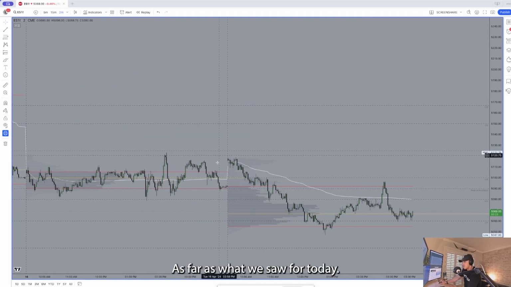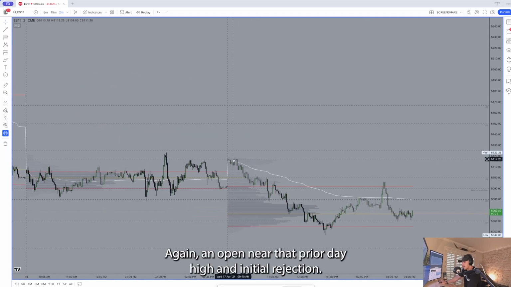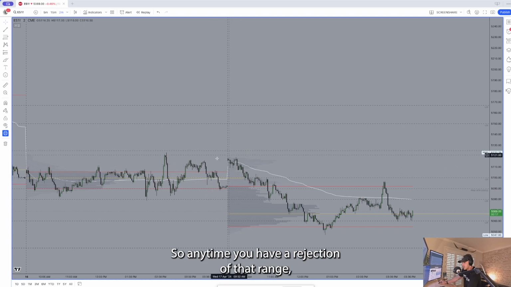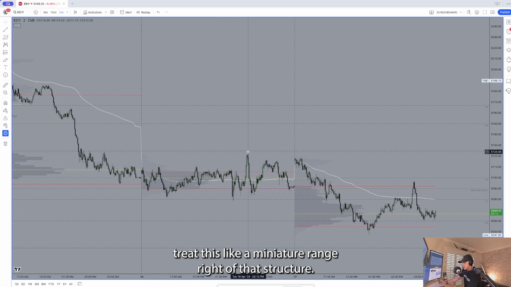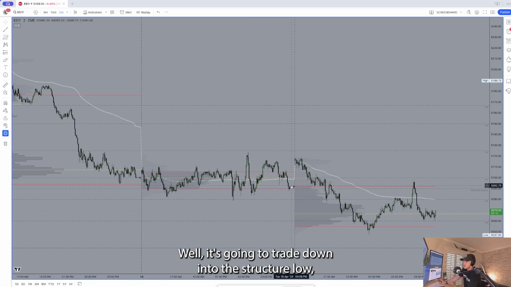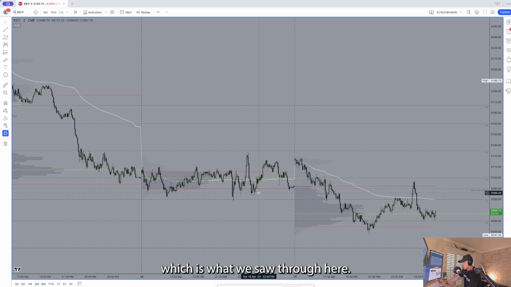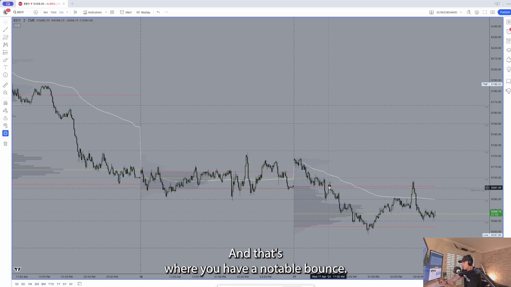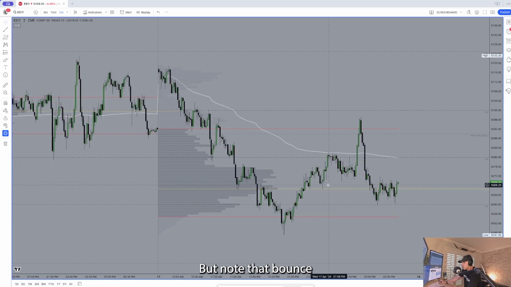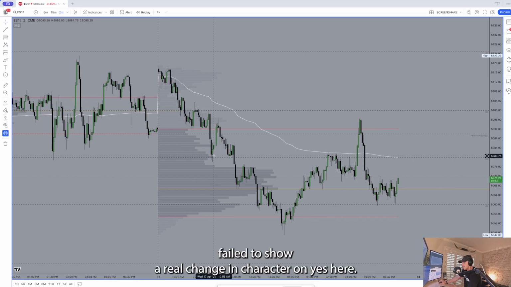As far as what we saw for today, again, an open near that prior day high, an initial rejection. So anytime you have a rejection of that range, treat this like a miniature range of that structure. Where's price going to go? Well, it's going to trade down into the structure low, which is what we saw through here. Price traded down into that 50.80, which was the prior day low on ES, and that's where you have a notable bounce. But note, that bounce failed to show a real change in character on ES.